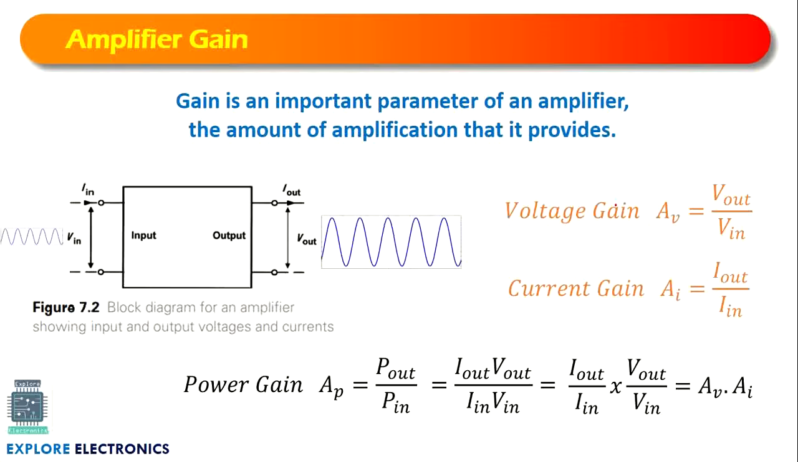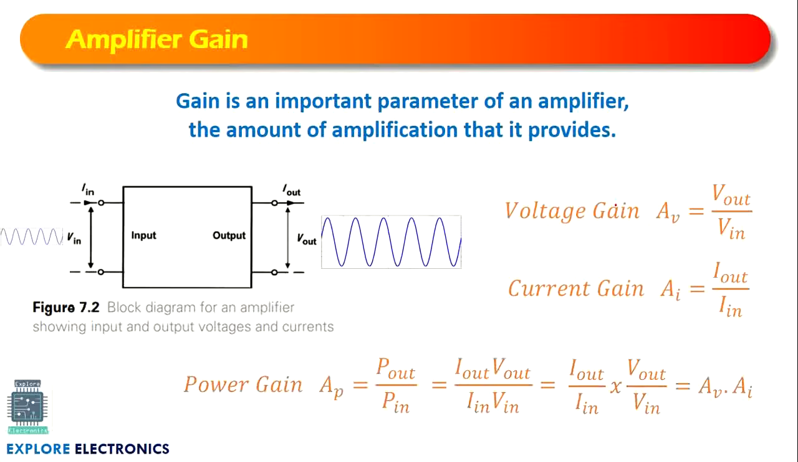Similarly, we will be having power gain. Power P is equal to I into V. So we can use that formula here to write the power output as I out into V out, divided by P in as I in into V in. So we can write this expression as I out divided by I in, separately into V out divided by V in. We know that I out divided by I in is AI, and V out divided by V in is AV. So the power gain AP can be written as AV into AI.